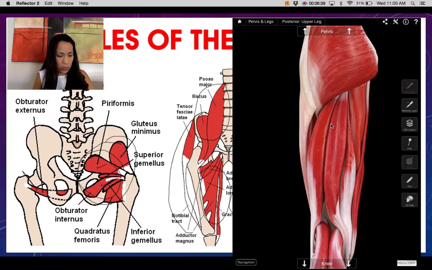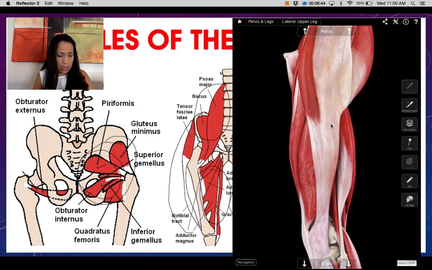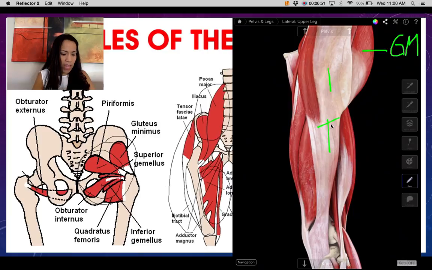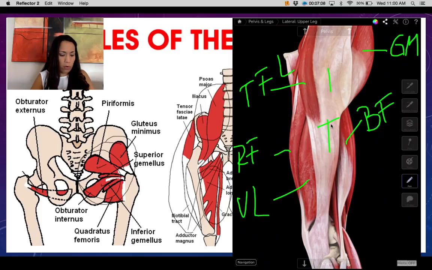Okay, let's rotate this so you can now see the lateral side. Lateral side there. Again, we can pick gluteus maximus, IT band, tensor fascia latae. See, we're turning all of this. Again, rectus femoris. This is now vastus lateralis. IT band, this is lateral. So this is biceps femoris. This is the long head. You can see in here, this is the short head.